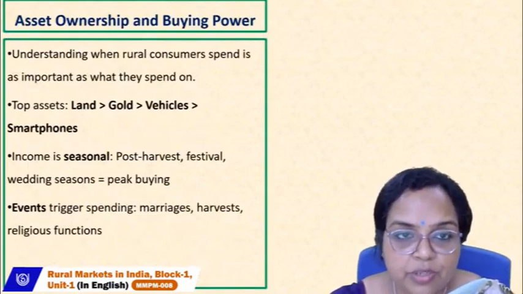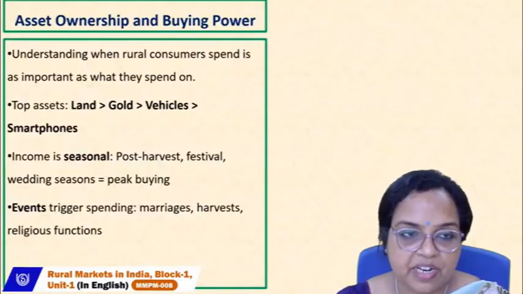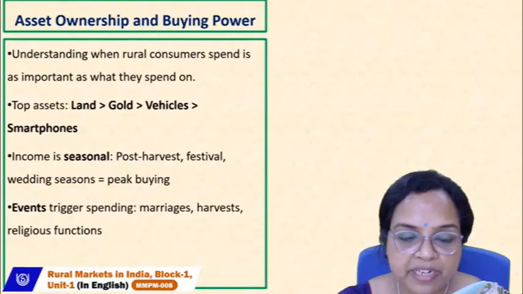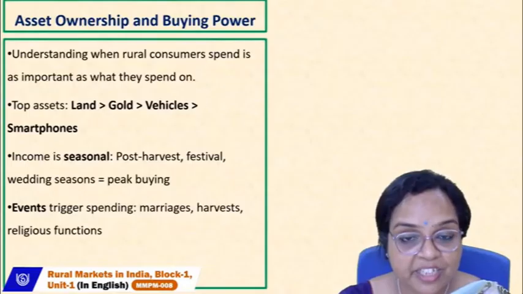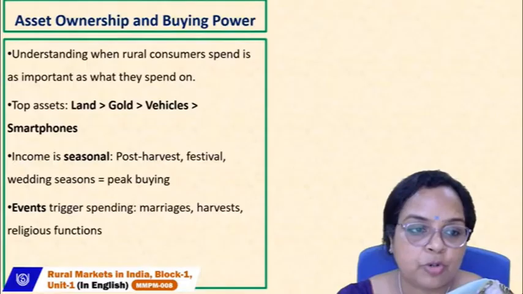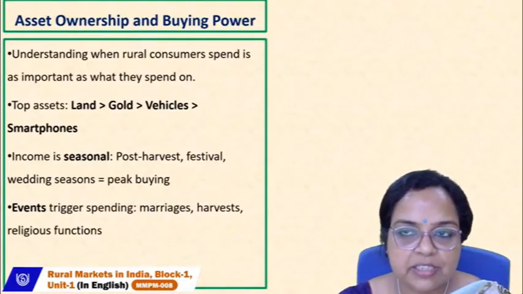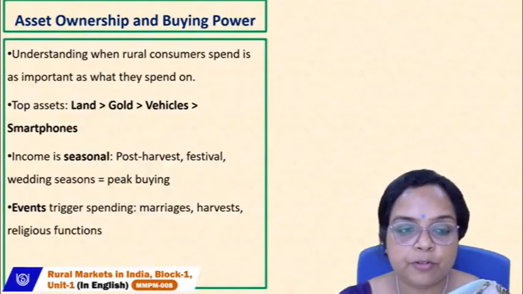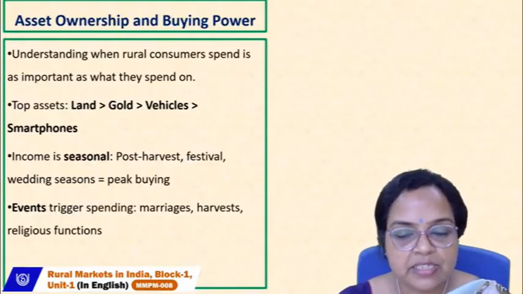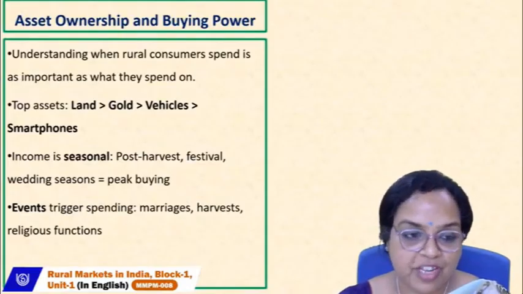Next comes asset ownership and buying behavior. Understanding when rural consumers spend ultimately matters to a marketer: how do they spend, where do they spend, and what is the spending behavior. The top assets for rural consumers, as we have already discussed, the first priority to spend money on is land, then gold, then vehicles, nowadays smartphones.